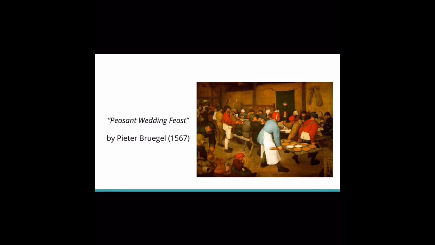Quote, Bruegel has taken a slice of history which allows the viewer to observe the festivities and intimate details of a peasant wedding, perhaps just as he did many centuries before, end quote.